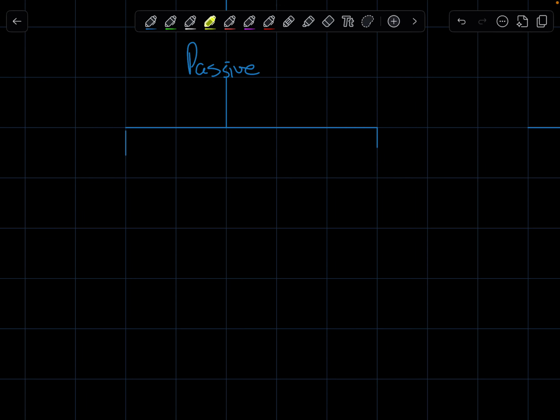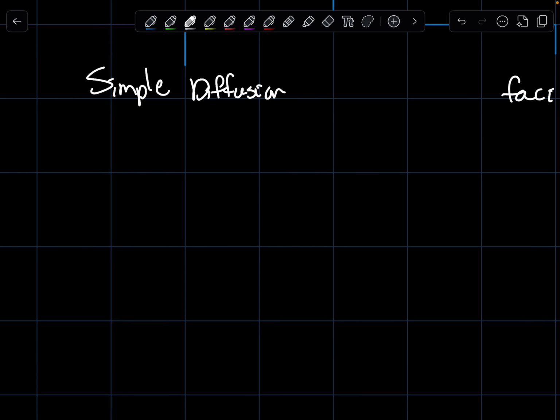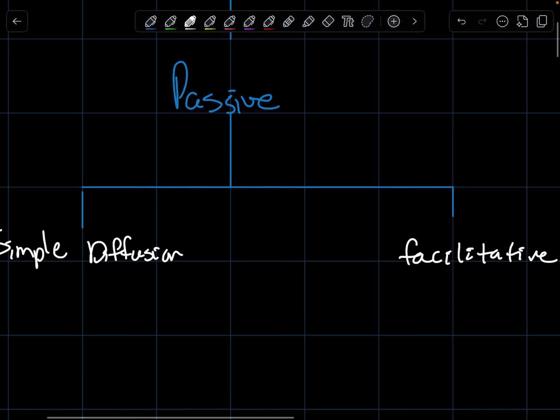forms of transport, and that includes simple diffusion and facilitative diffusion for short. Now, simple diffusion is very simple. Well, I should probably focus on passive.